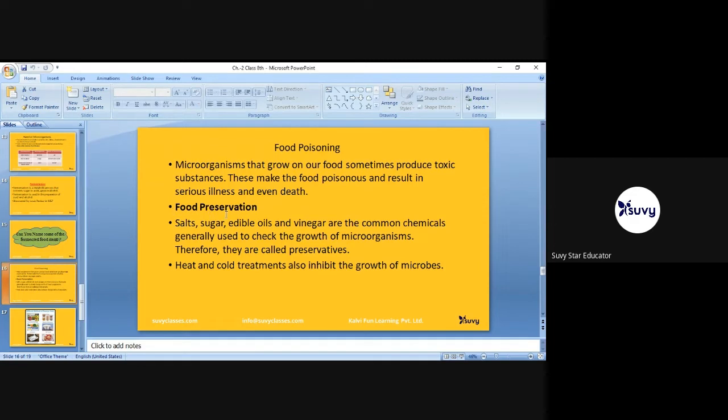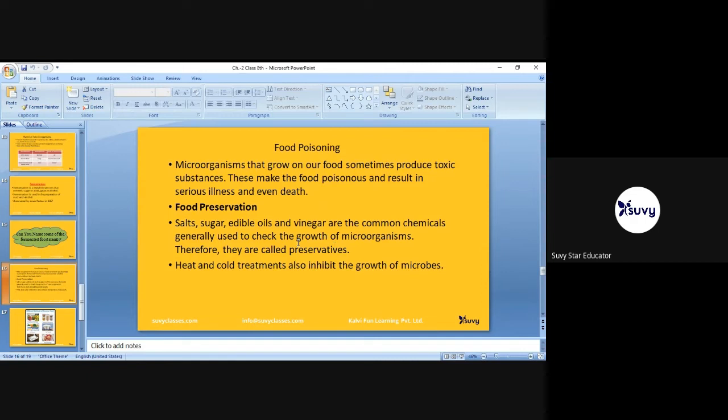To preserve food, we can use salts, sugars, edible oils, and vinegar. These are the common chemicals generally used to check the growth of microorganisms, and they are called preservatives. They just control the growth of microorganisms; they are not stopping it. We require microorganisms for our food, but we don't want them in excess, we don't want their increased count. That's why we need to check their growth, and here the preservatives play their role.